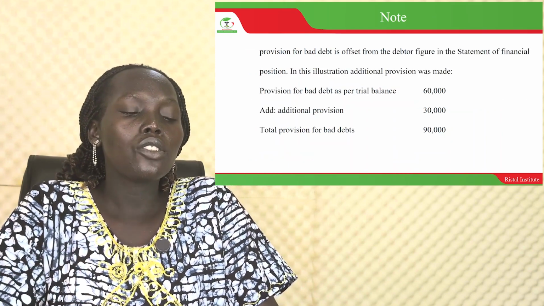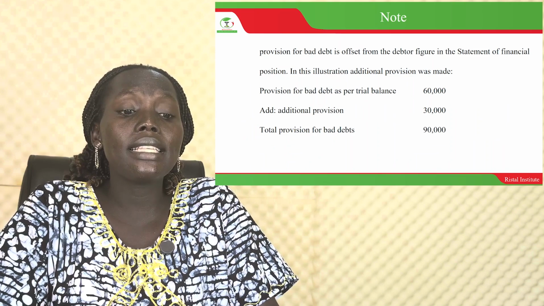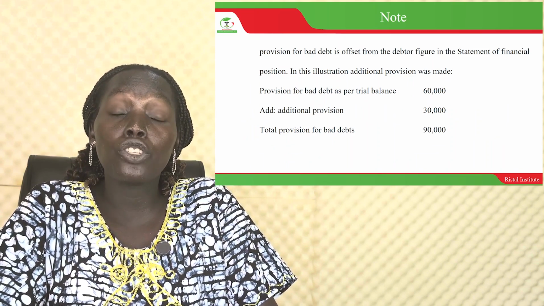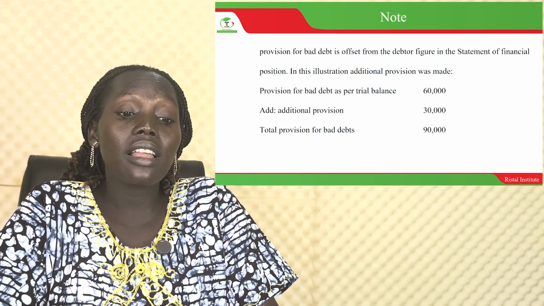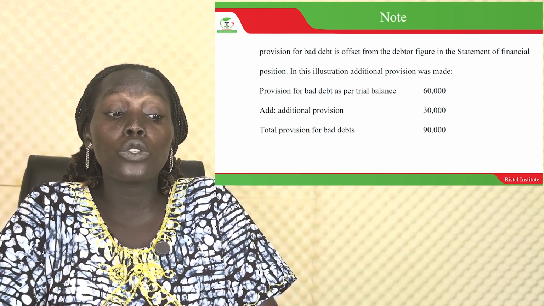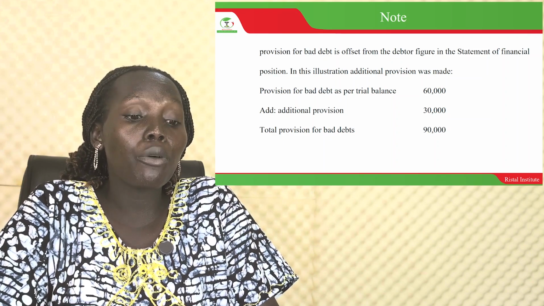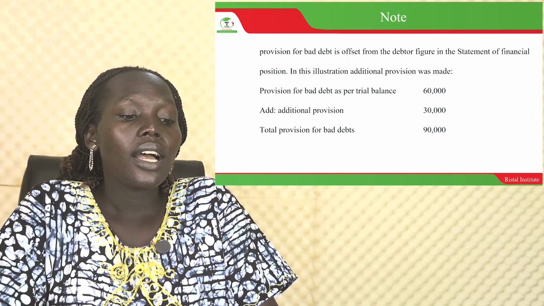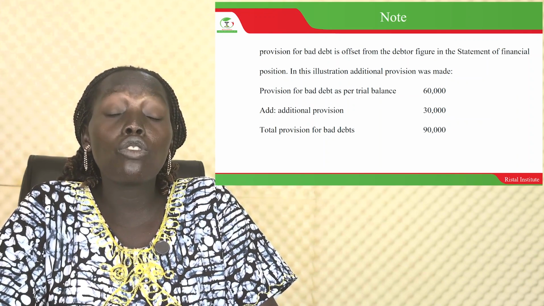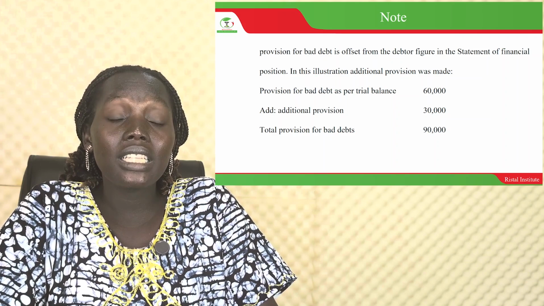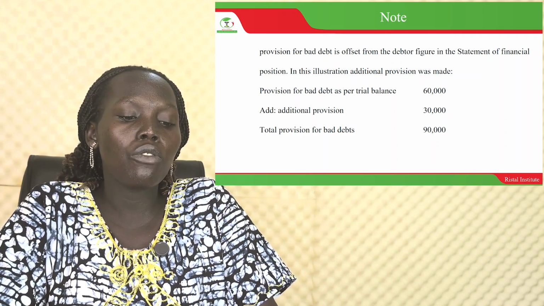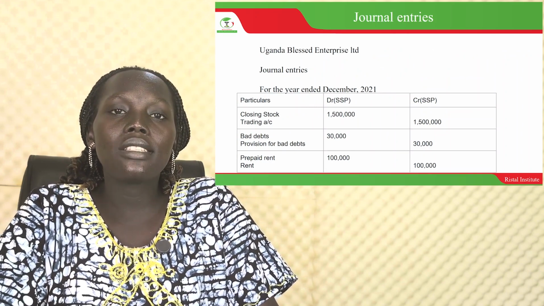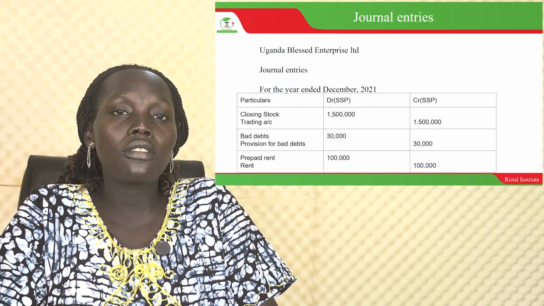So the provision for bad debts, we see that it's offset from the debtors figure in the statement of financial position. So in this illustration, the additional provision was made. So we see that the provision for bad debts as per trial balance was 60,000, and then we add the additional provision of 30,000 to get the provision for bad debts as 90,000.